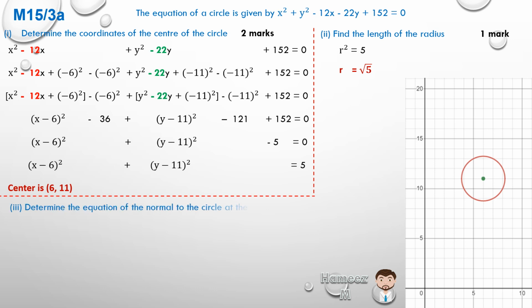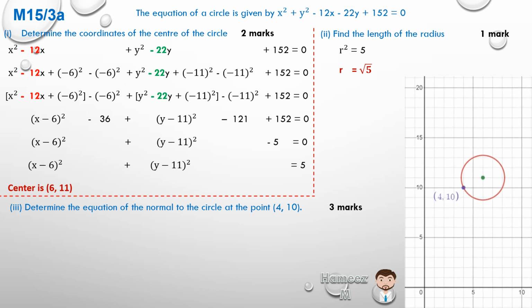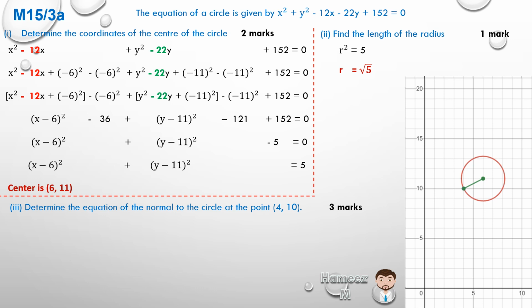Part 3. Determine the equation of the normal to the circle at the point (4, 10). So let's draw the point (4, 10) and let's draw a normal, which means a line from the center to that point. And we want to find the equation of that green line. So the gradient of the normal, m_n let's say, will be the change in y over change in x. Moving from the center's y value of 11 to the point on the circumference where the y value is 10.